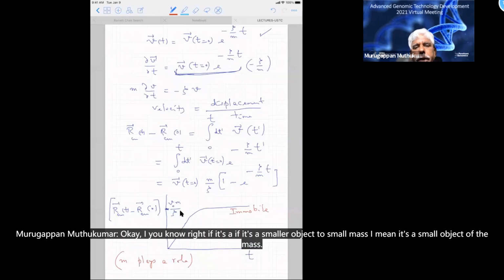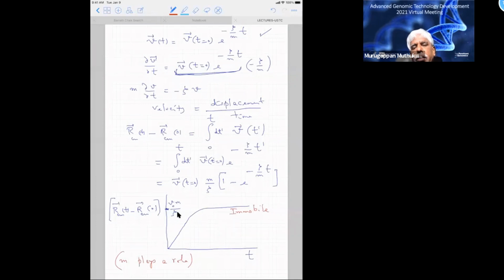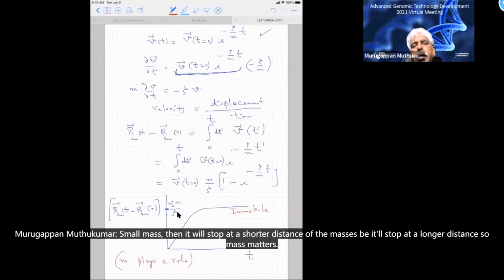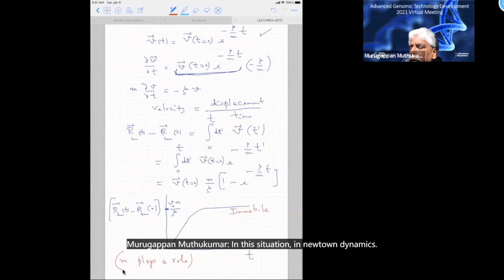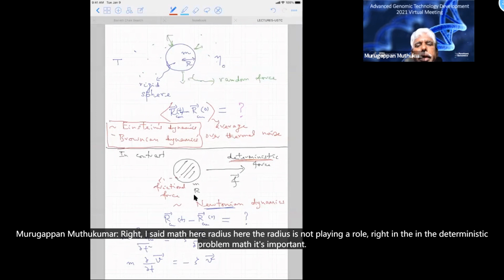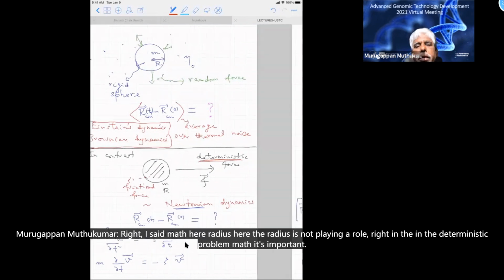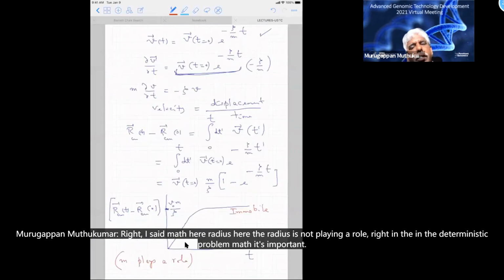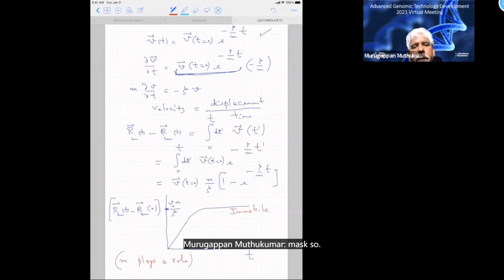It's the mass that plays a role. If it's a smaller object, with a small mass, then it will stop at a shorter distance. If the mass is big, it will stop at a longer distance. So mass matters in this situation in Newtonian dynamics. The radius is not playing a role. In the deterministic problem, mass is important.